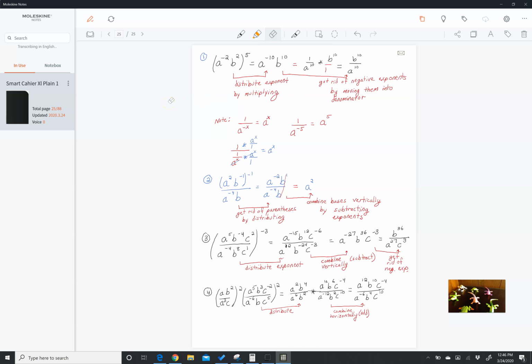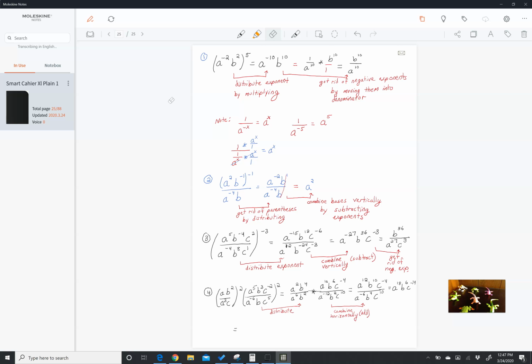Okay, so 12 minus negative 6. Another reason for combining vertically first is that you only have to subtract exponents once, which makes it so much nicer because subtracting positive and negative numbers is more of a pain. So let's try and fit this here. So 12 minus negative 6 is 18. So we have a to the 18th. 10 minus 4 is 6. And then negative 4 minus 10 is negative 14.